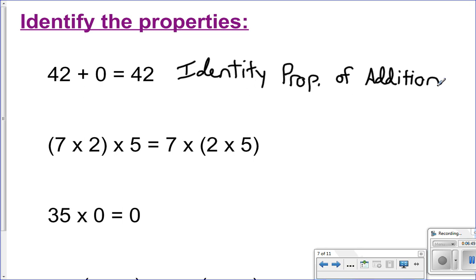The second one here, I have 7 times the quantity 2 times 5 equals the quantity 7 times 2 times 5. I just changed the grouping of what I want to multiply. This is the associative property of multiplication.